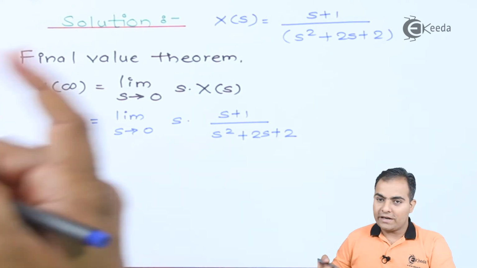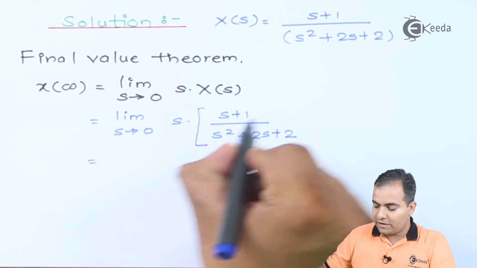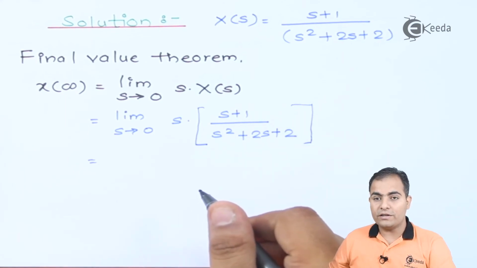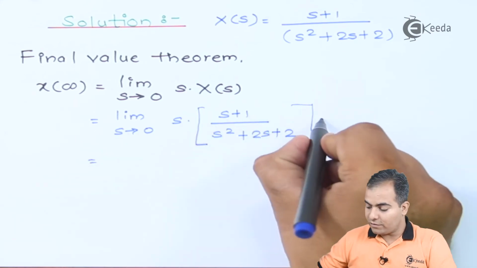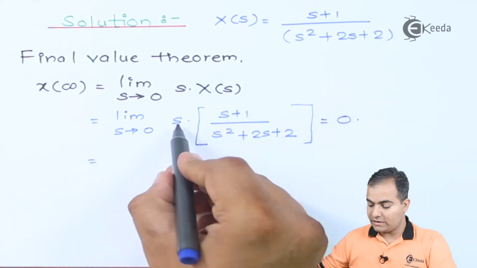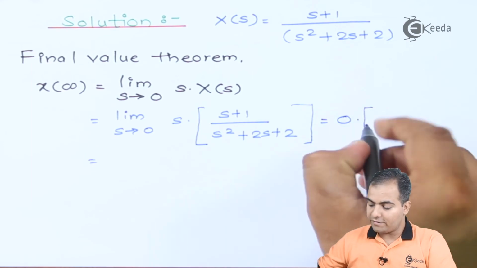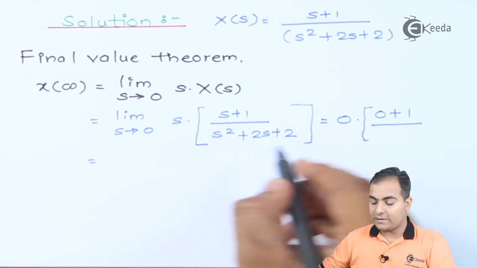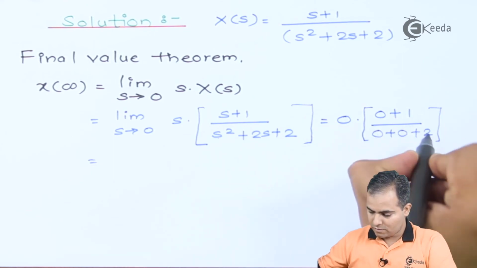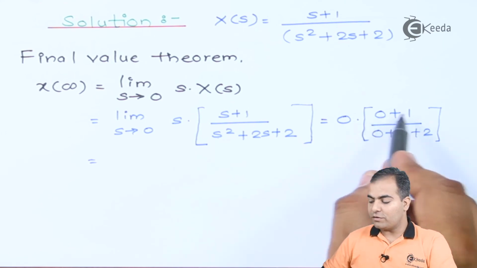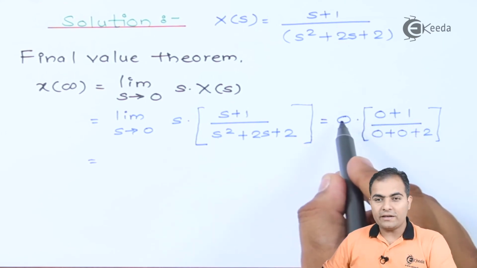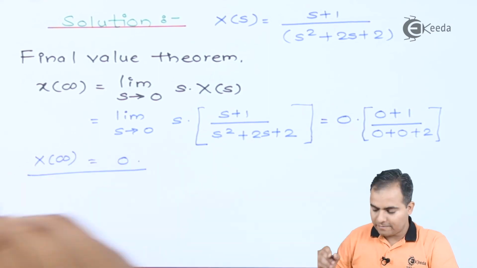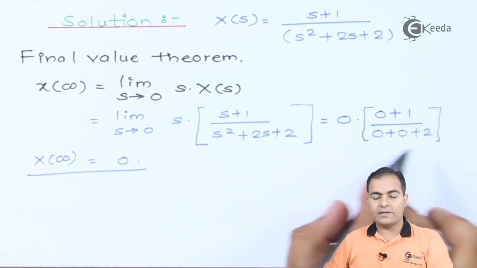So right now, I'm directly applying limits on this function. I'm writing this term in the bracket so that you can understand why this whole function becomes 0. Now, if we apply limits on it, then what will you have? 0 into, this s is replaced by 0. In the bracket, we have 0 plus 1. Similarly, all these s are also replaced by 0. But there is no use of this half. Reason: it is multiplied by 0. So, our final value becomes 0, because 0 is multiplied with this function.